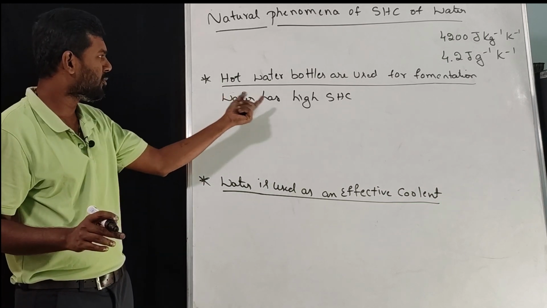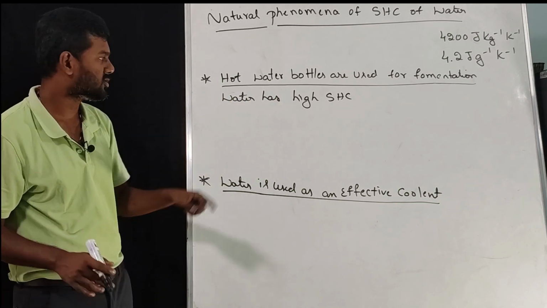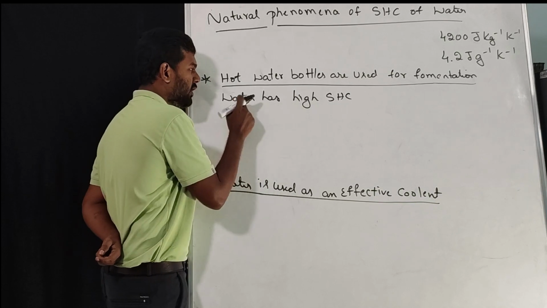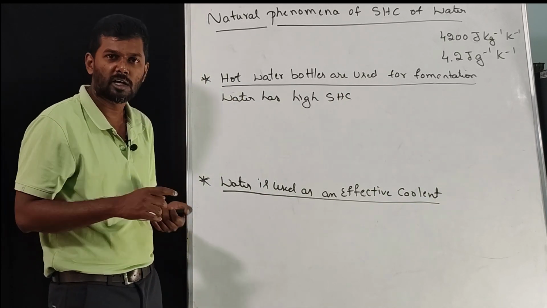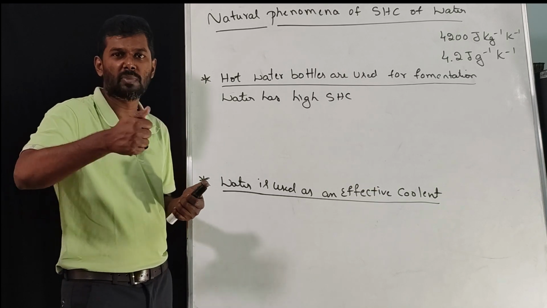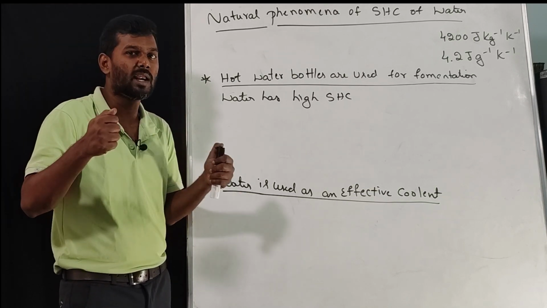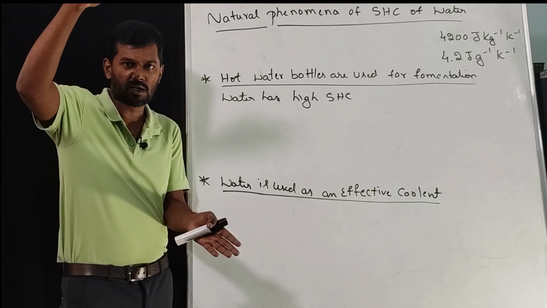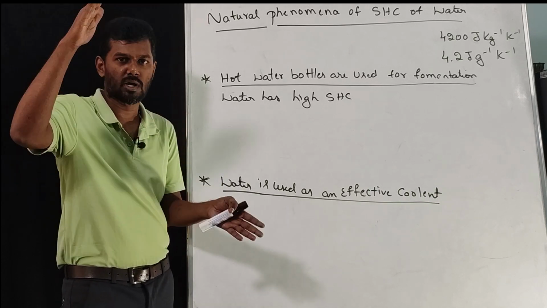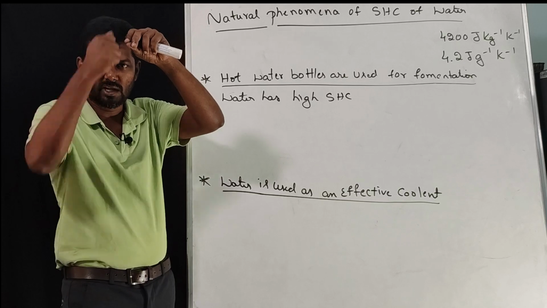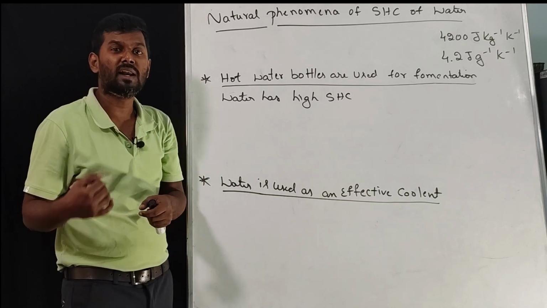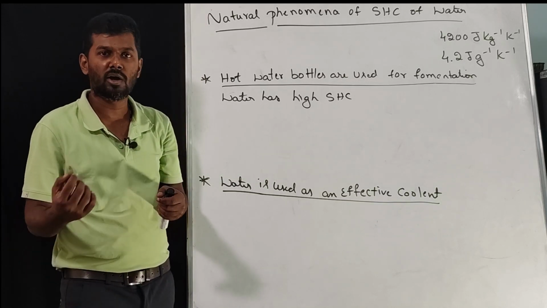And see, what do you mean by this statement? You have to mention that also. Listen, first you write this one. Water has high specific heat capacity. What do you mean by high specific heat capacity? That means the water can hold the temperature for a longer time. To increase the temperature, and to decrease the temperature also, water will require a longer time.